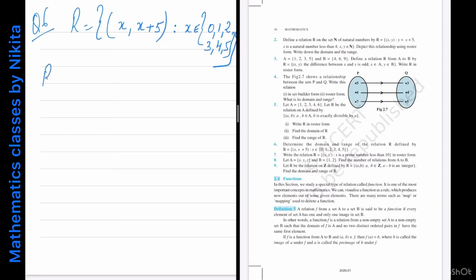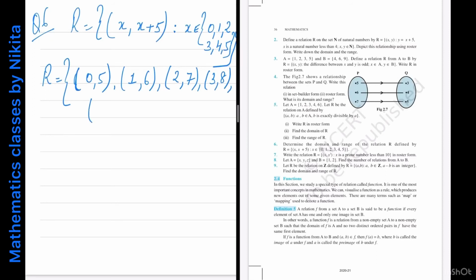So first of all, R is equal to, so if x is 0, you will get 0 comma 5. If x is 1, you will get 6. If x is 2, you will get 7. If x is 3, you will get 8. Then if x is 4, you will get 9. If x is equal to 5, you will get 10. So this is your relation R.